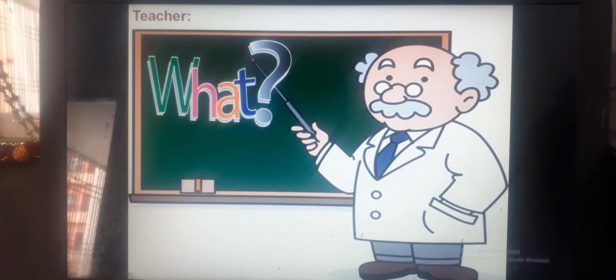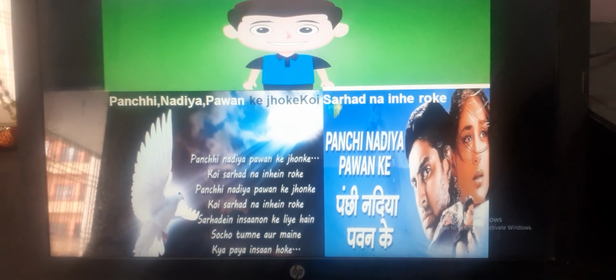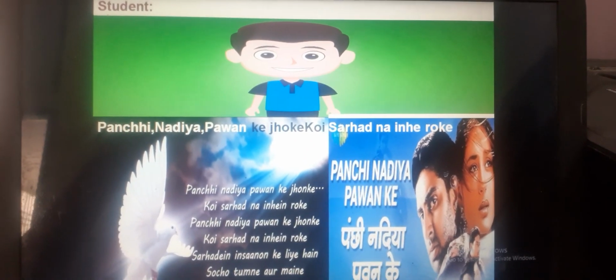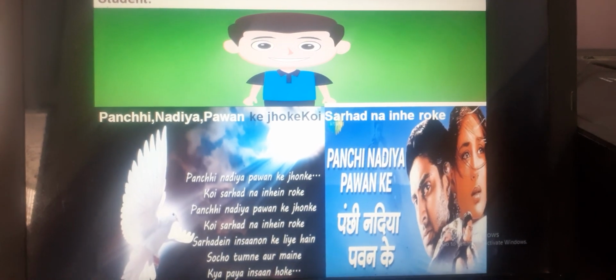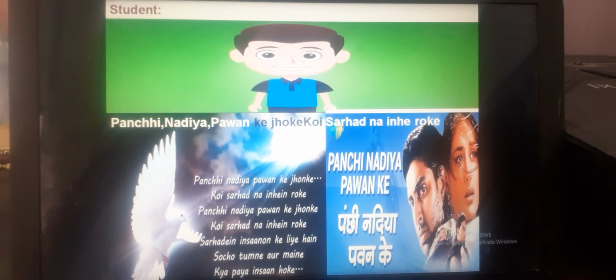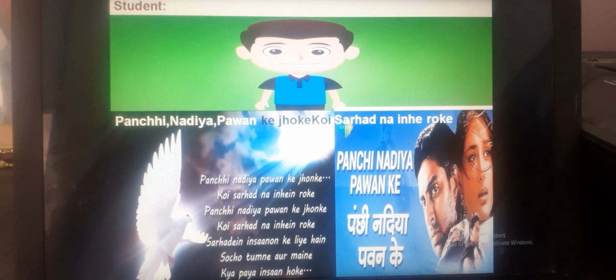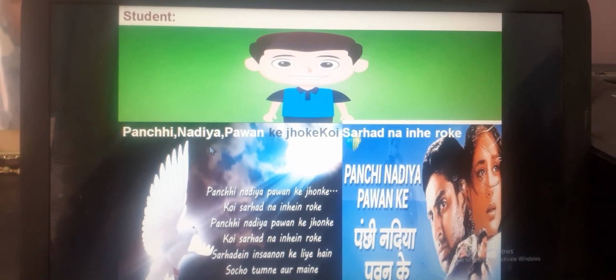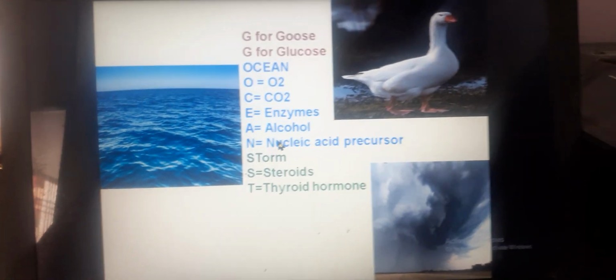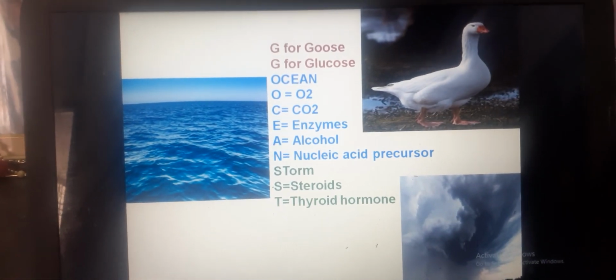What? I mean to say there is a song from the movie Refugee: panchi nadiya pavan ke jhonke, koi sarhad na inhe roke. So panchi, that is goose, nadiya, ocean, and pavan, that is storm, can pass through it. Now decode this.